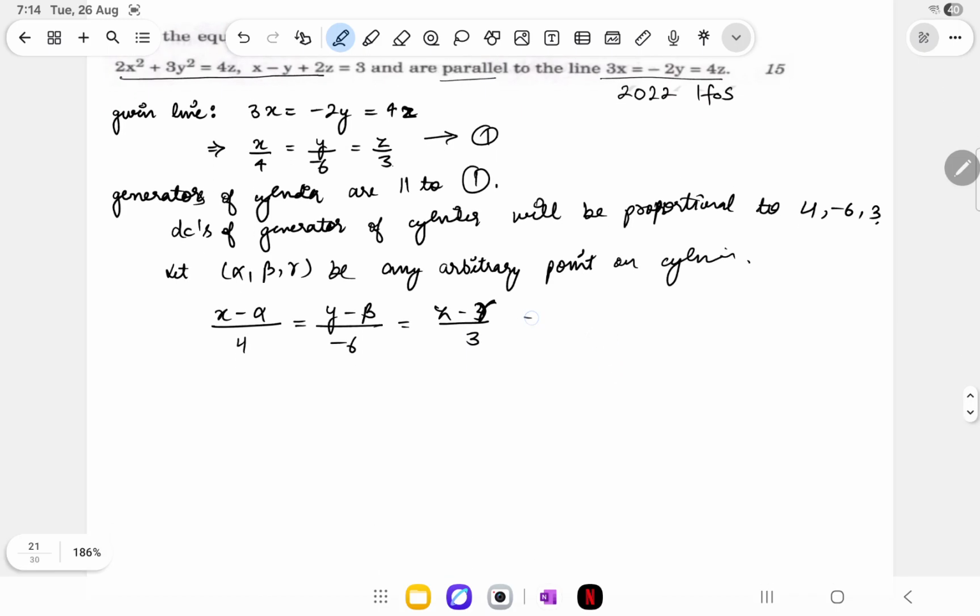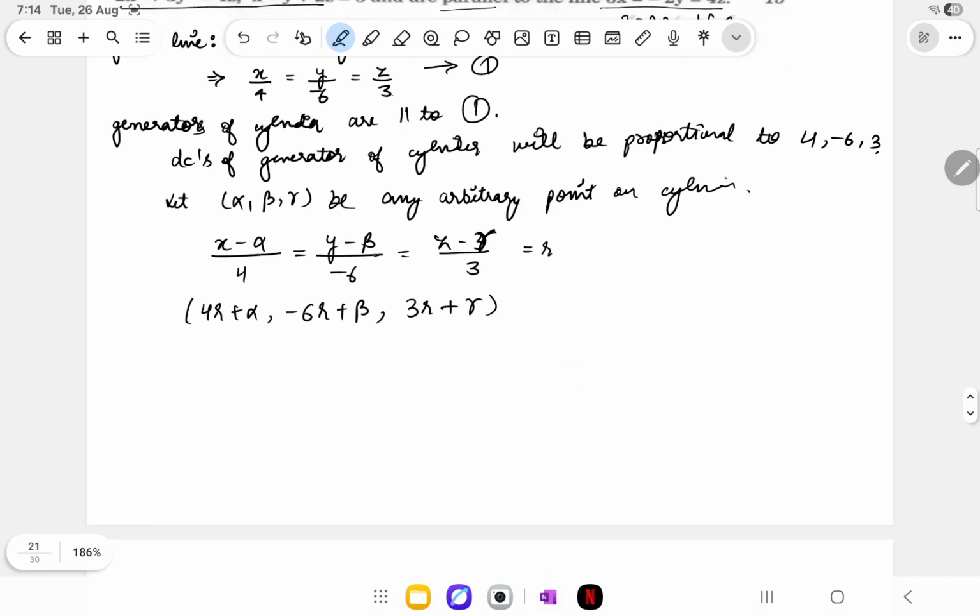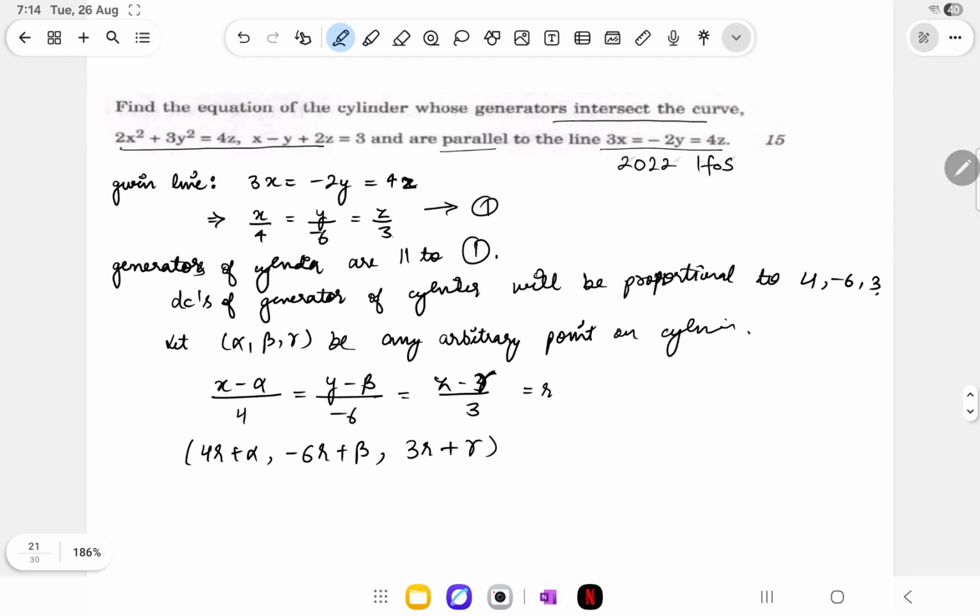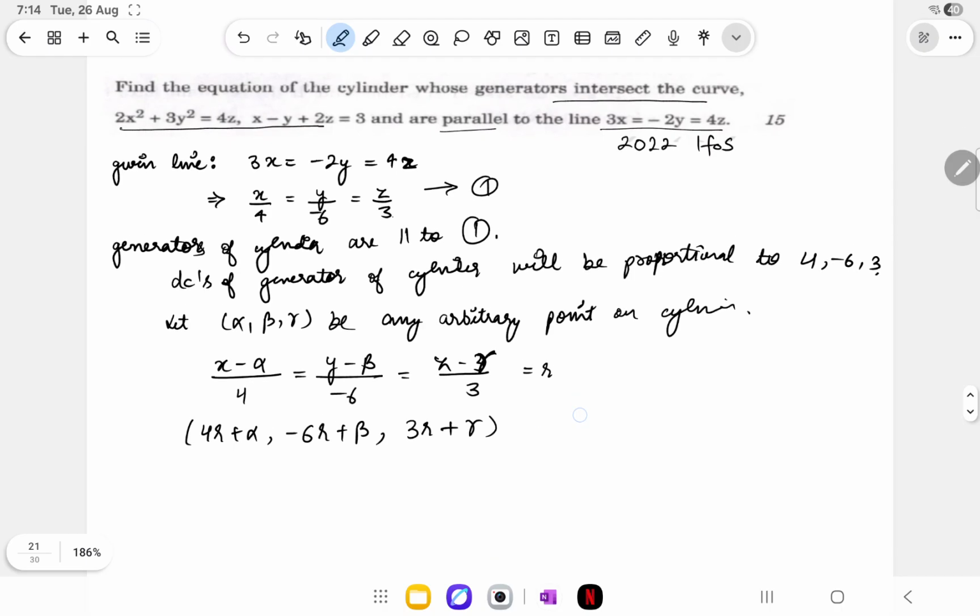So if I equate it with r, I can get any arbitrary point on the generator of the cylinder. So any arbitrary point on the generator of the cylinder would be (4r + alpha, -6r + beta, 3r + gamma). So this is basically any arbitrary point on the cylinder, and it is basically any arbitrary point on the generator line.